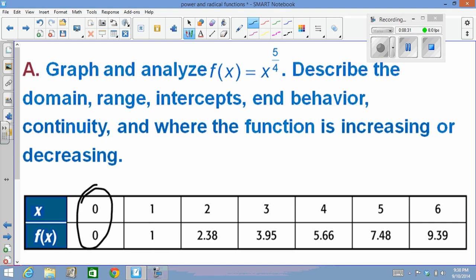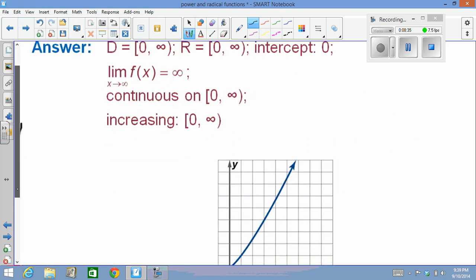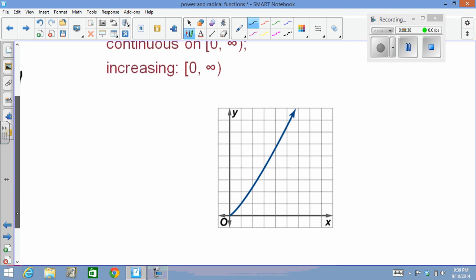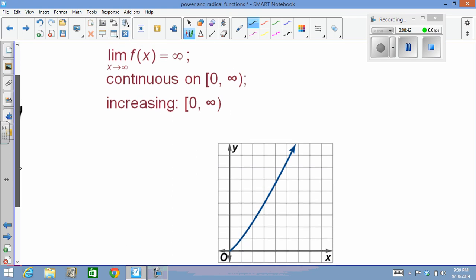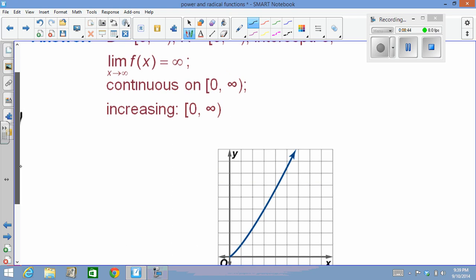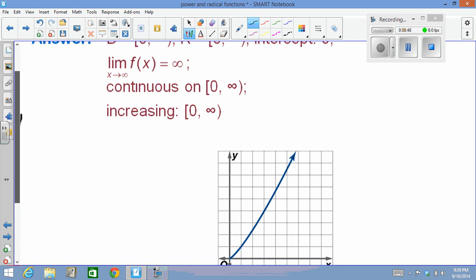So once I have my table done, I can graph it, and you can see that it's going to look much like that. That tells me my domain has to be numbers that go from 0 to positive infinity, and my range is also going to go from 0 to positive infinity. Notice that it can include 0 because I can take the fourth root of 0. As x approaches infinity, y is going to approach infinity. It's continuous between 0 and infinity. There's no discontinuity going on there, and it's always increasing.